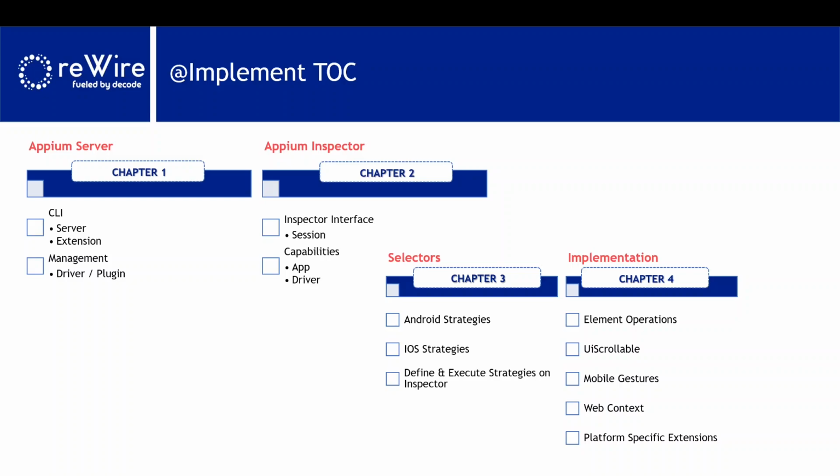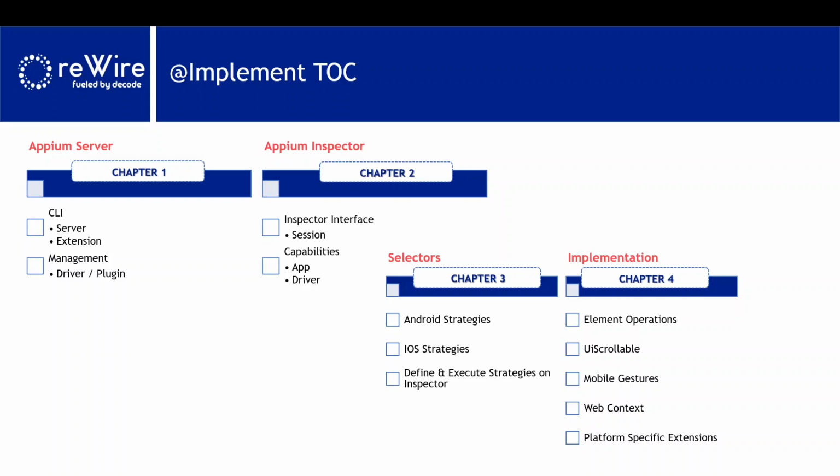And in chapter 3 we focused on the strategies side, mainly the Android element strategies, and we gave an overview of the iOS strategies, followed by define and execute strategies and the API inspector, how we can identify and how we can execute from the Appium Inspector side. So these 3 chapters cover the new features that have been introduced in Appium 2.x.